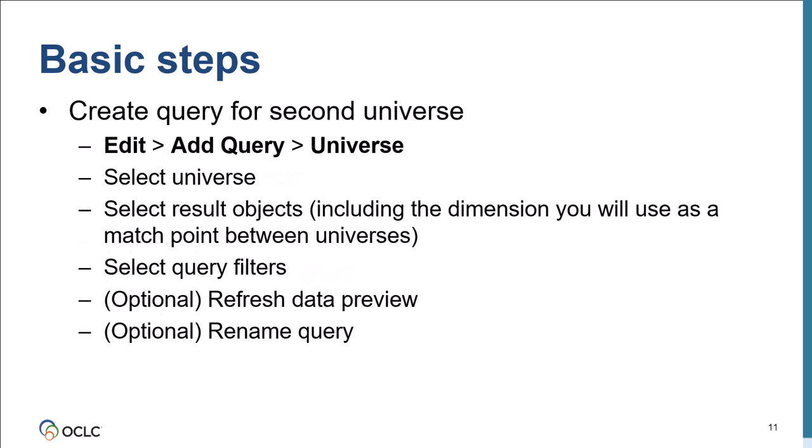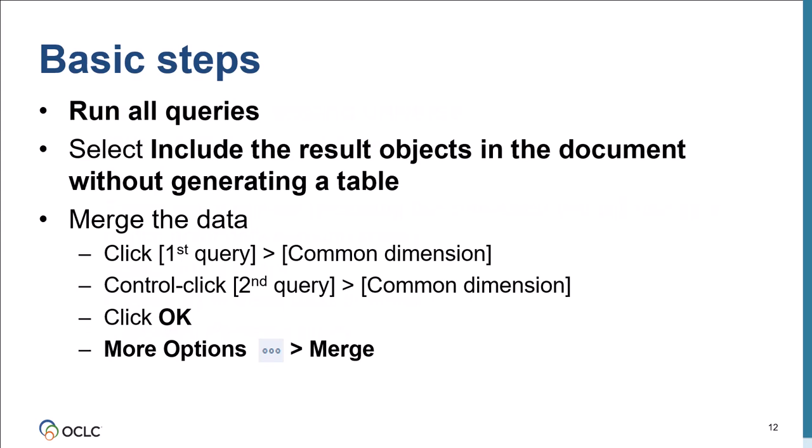The next steps are to create a query for the second universe. To do this, you click Edit, then Add Query, then select the second universe. Then select Result Objects, including the dimension you will use as a match point between universes, select Query Filters, and optionally refresh the data preview and rename the query. Then click Run All Queries, which runs the queries for both universes, and merge the data, using the common dimension that you determined earlier.